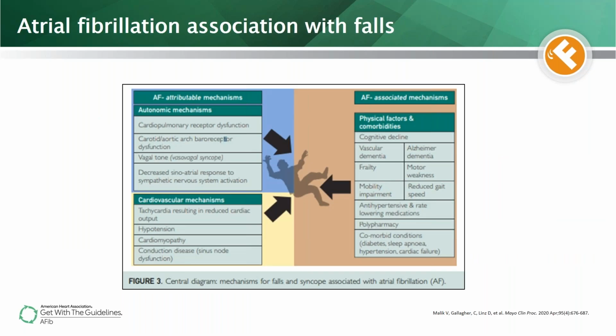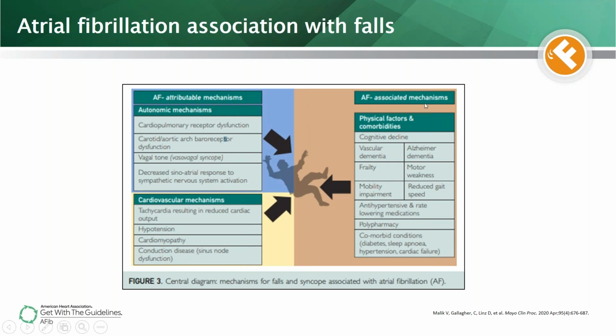So, atrial fibrillation association with falls. Meta-analyses have supported that atrial fibrillation is independently associated with falls and with syncope. And in persistent atrial fibrillation in particular, there's an association with orthostatic hypotension. This diagram shows some potential proposed mechanisms.